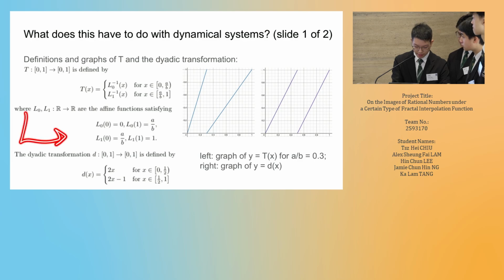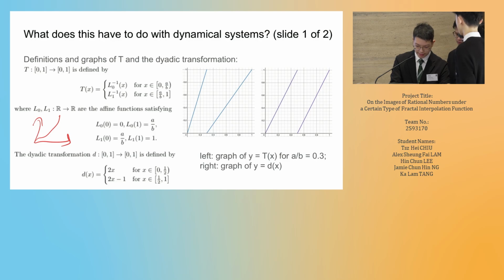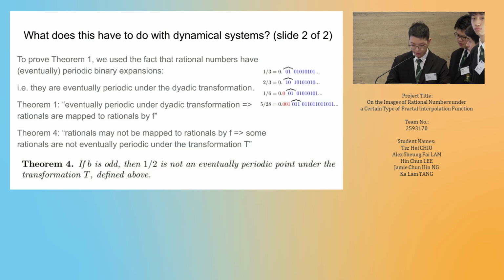So at the start, I mentioned that this function f maps these contractions into another contraction. So more rigorously, it maps this dynamical system into this one. So this right one is the dyadic transformation, which deletes the first digit of the binary expansion, and this one is a kind of similar looking one. And then theorem 4 can be seen as kind of like a contrapositive of theorem 1.